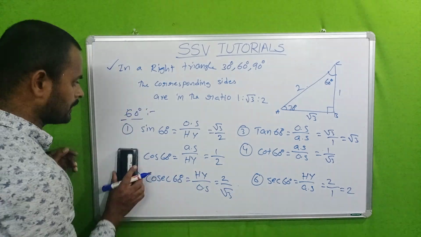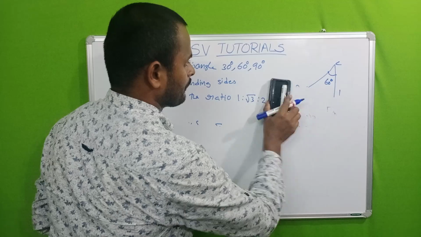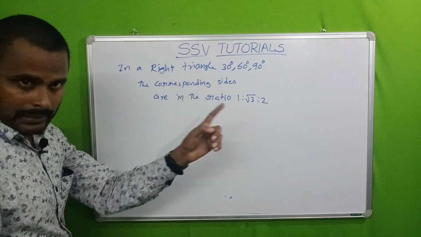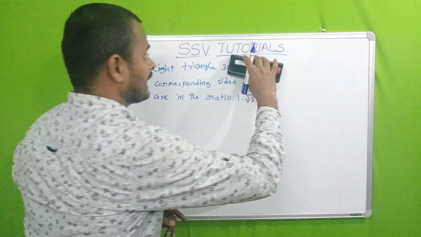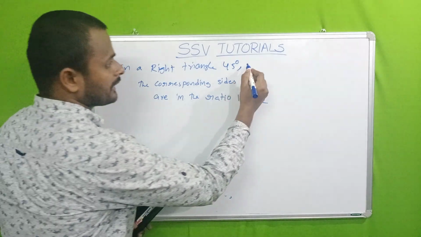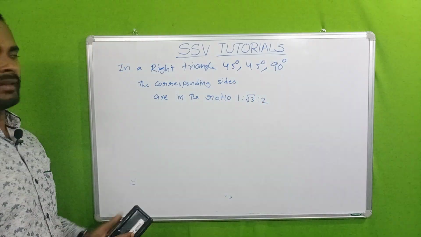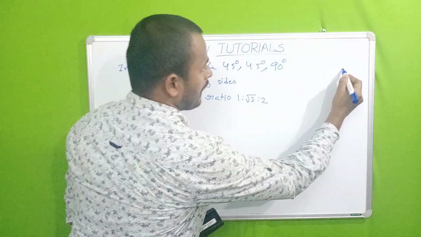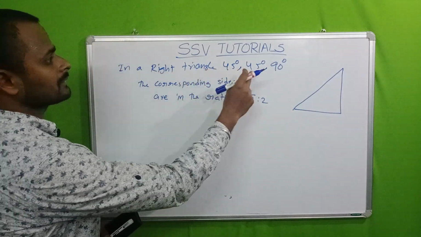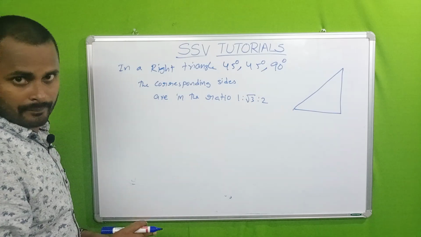Next we go to the topic: identifying the values for 45 degrees. So, in a right triangle, only a right triangle, the angles can be 45 degrees, 45 degrees, and 90 degrees.